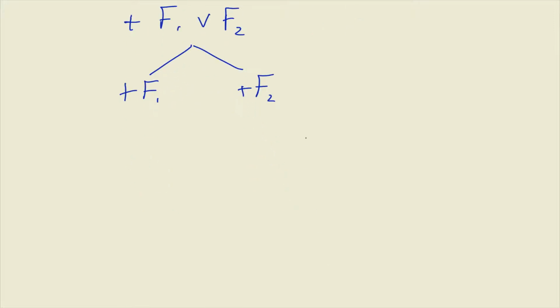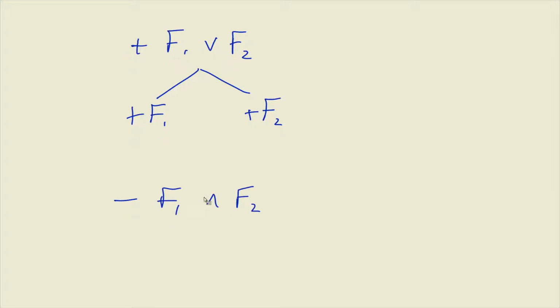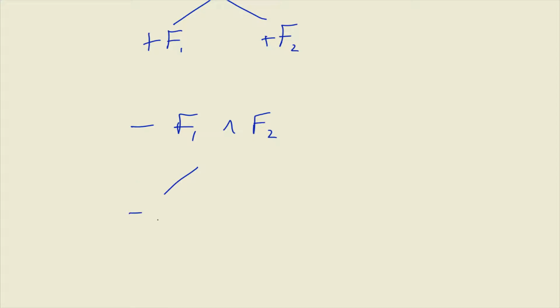Dually, if the disjunction is false, then it's the same deal. One of the disjuncts is false, but since you don't know which one, you do have to split your tableau.